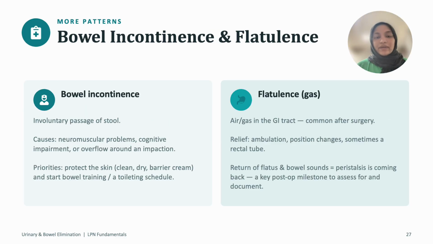All right, two more. We have bowel incontinence and flatulence. So bowel incontinence, it's involuntary stool. It comes from nerve or muscle problems, cognitive issues, or overflow around an impaction. Your priorities as a nurse are to protect the skin, and you want to start a bowel training schedule. For flatulence, which is trapped gas, it's super common after surgery. We can provide relief by ambulation, and position changes help, and sometimes a rectal tube.